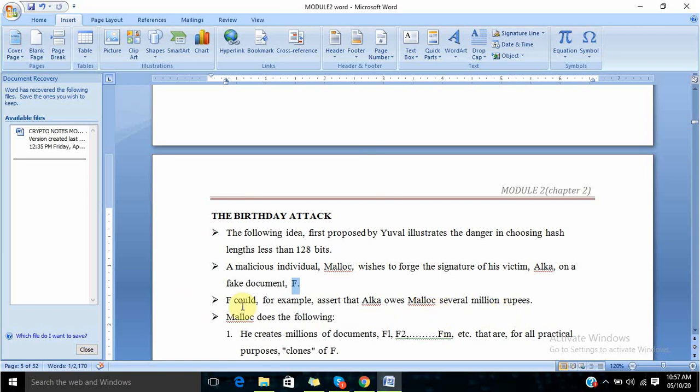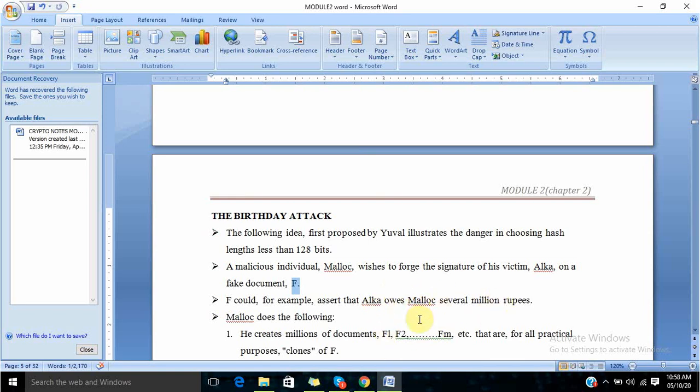This guy simply wants to forge. Basically, he is simply creating some document F, and he is stating in the document that Alka has to give Malloc several million rupees. This document will become legal only when Alka signs on it. If Alka signs on it, only then does it become a legal document. If Alka's signature is not there, how will it become legal?